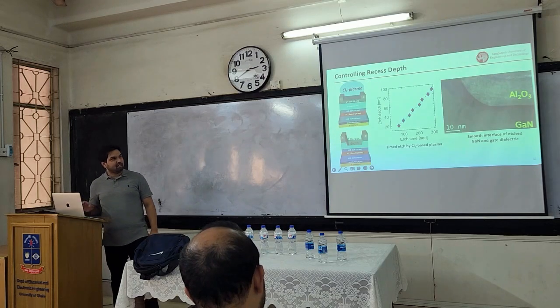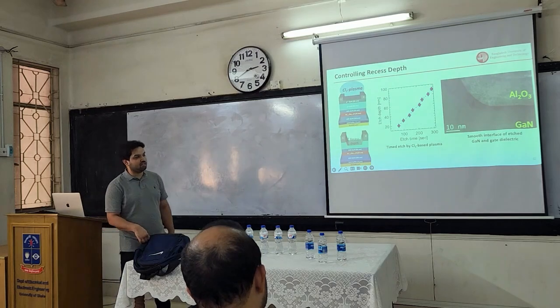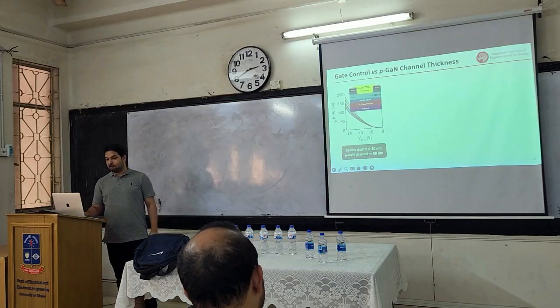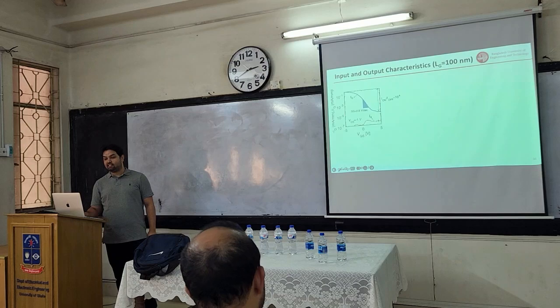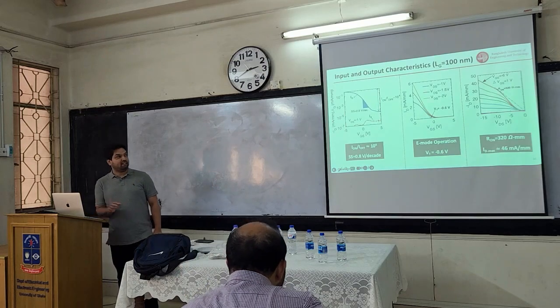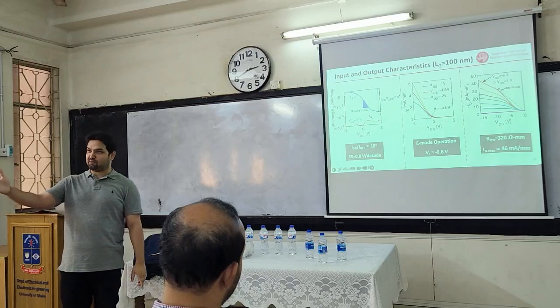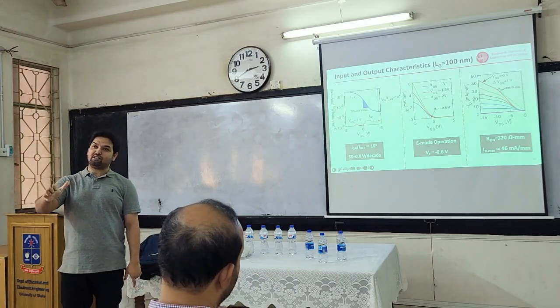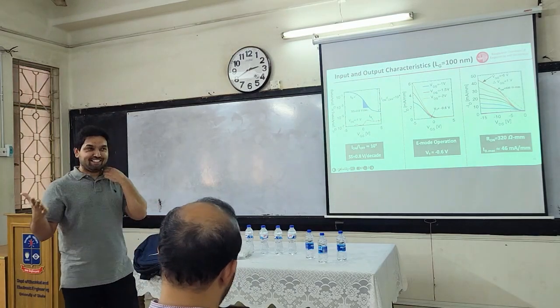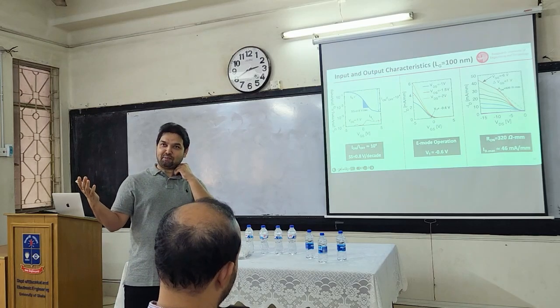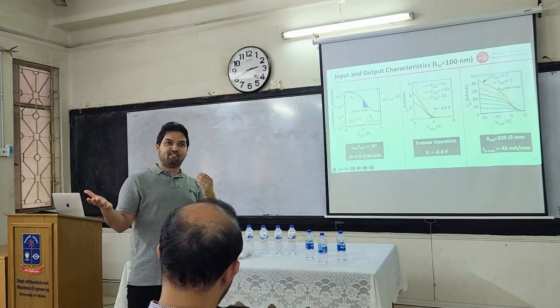Yeah. So this is the GaN interface that you can see. With that, we were able to get 50 milliamps per millimeter. We started with 1 milliamp per millimeter. Even 1 milliamp per millimeter was a very good current density.